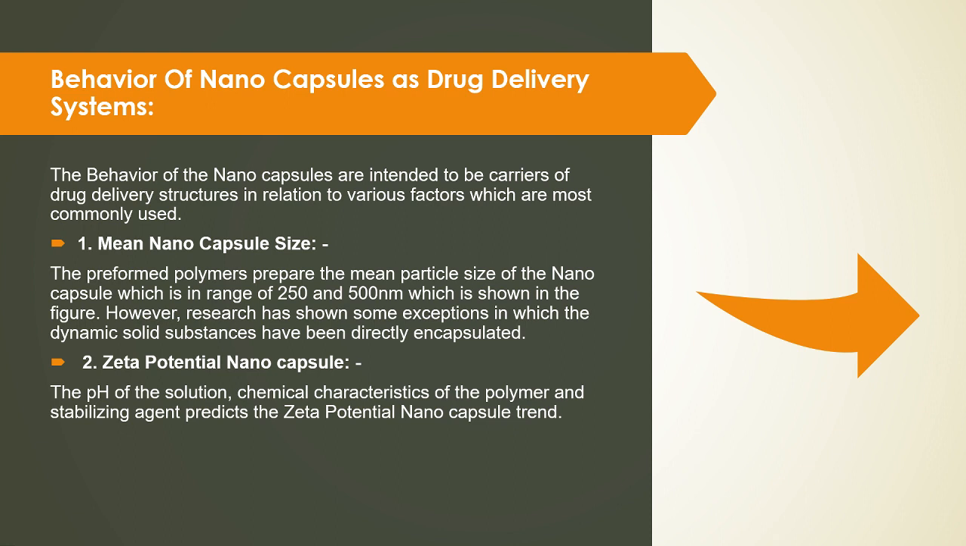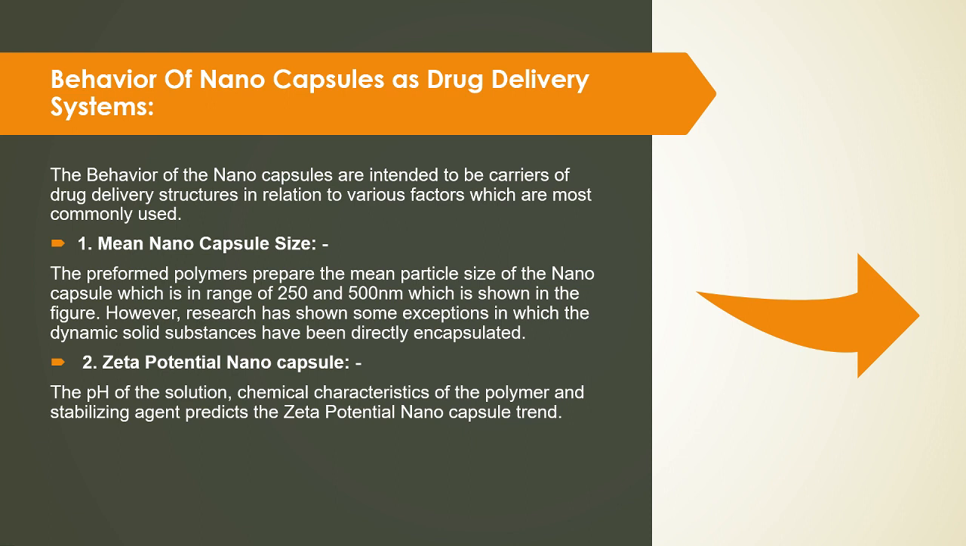So the behavior of nanocapsules as drug delivery systems. The behavior of nanocapsules as carriers of drug delivery structures is considered in relation to various factors which are most commonly used. Number one is mean nanocapsule size. The preformed polymer prepares the mean particle size of nanocapsules, which is in the range of 250 to 500 nanometers, which is shown in the figure. However, the research has shown some exceptions in which dynamic solid substances have been directly encapsulated.